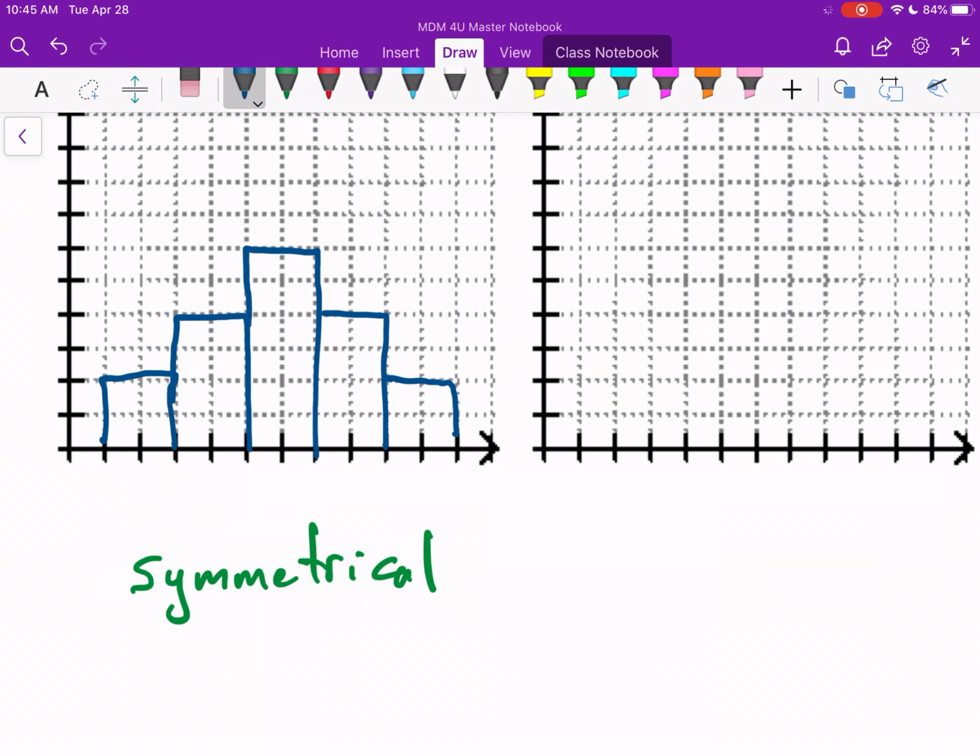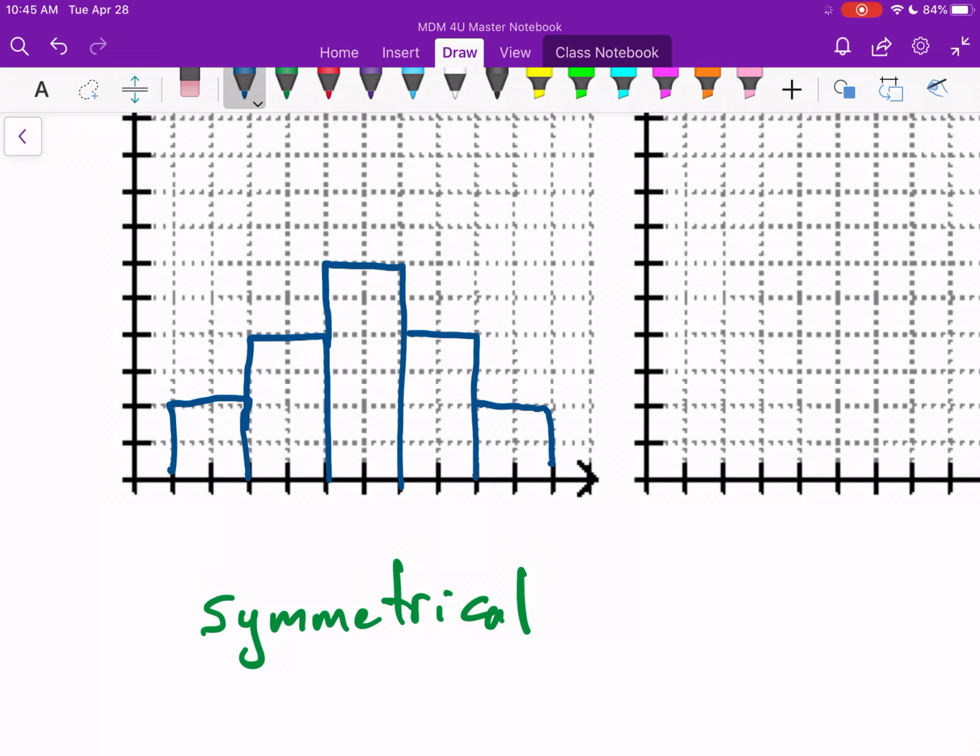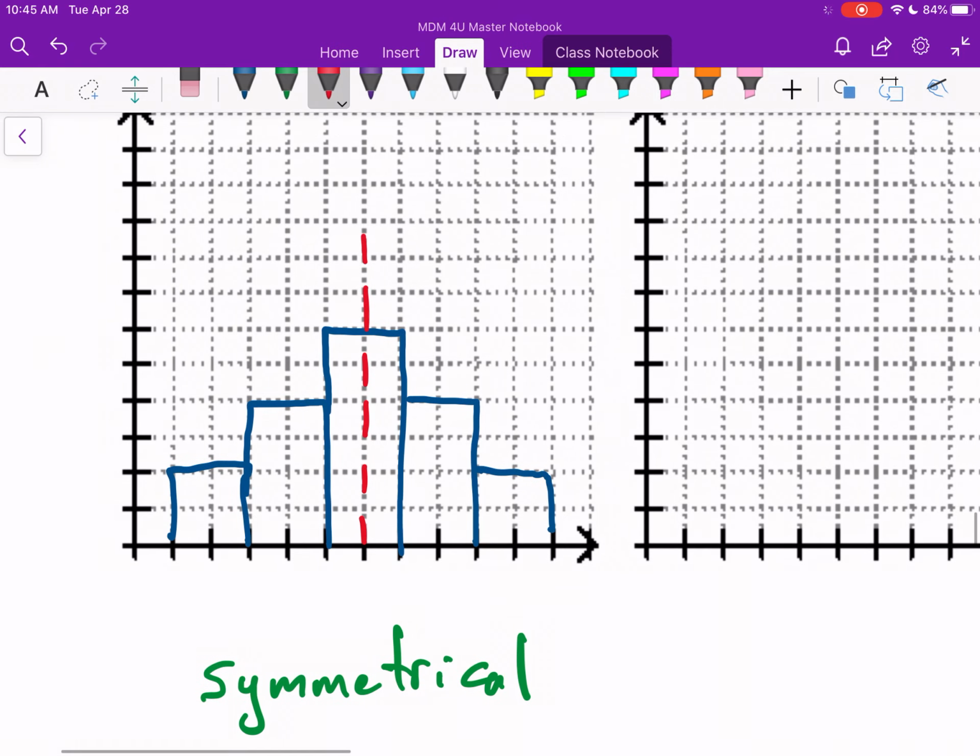So if you look at this, you should be able to easily pick out what the middle of this graph is. Vertically, it would go right down this line here. If we were talking about things like parabolas, we would have called this the axis of symmetry. So we could fold it across on this dotted line, and it would look the same on both sides. It doesn't have to be exactly like this to be normal. It just has to be basically like this.